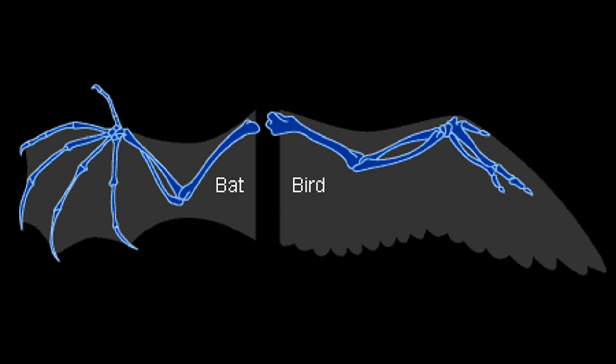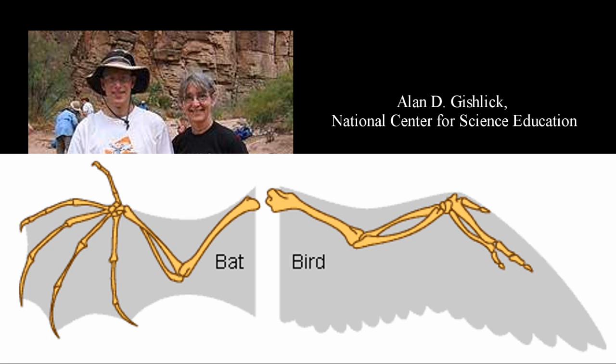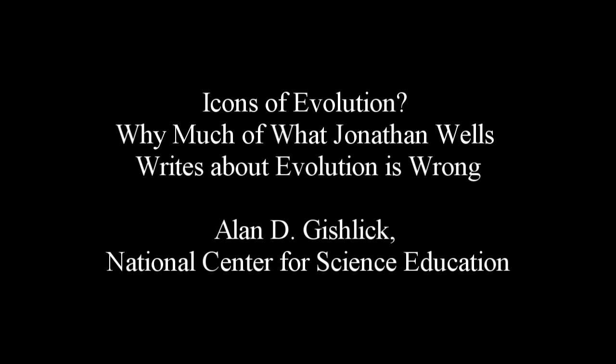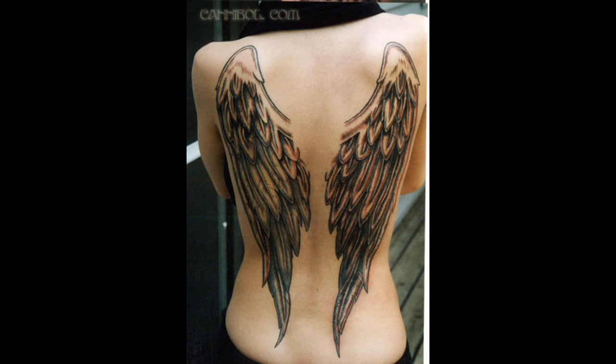Often, in nature, some structures seem to be homologs, but if they cannot be explained by a common descent, they are analogs. The arms of birds and bats would be considered homologs, because they have the same structure and position in both animals. Their wings, however, are analogues. Both wings have the same function, flight, yet the bird's wing is made of feathers, and the bat's is made of skin. They are different structures. Icons of evolution. Why much of what Jonathan Wells writes about evolution is wrong. Alan D. Gishlick, National Center for Science Education.